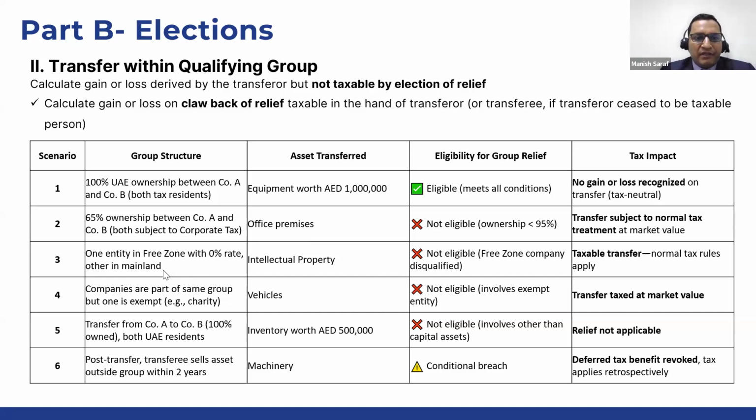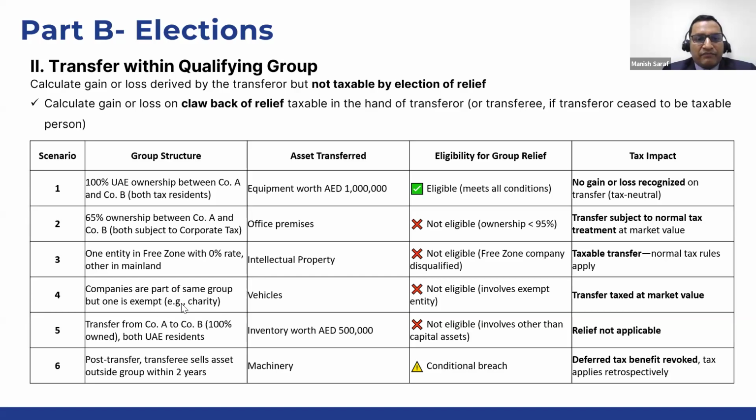In scenario 3, there is a free zone entity. One of the entities, A and B: B is a free zone entity with 0% rate, and A is a mainland entity with 9%. So any asset being transferred among them will not be eligible, because both have to be at the same tax rate. I mean, it has to be mainland 9% rate, because the other entity is 0%. They don't form a qualifying group. So any transfer will be taxable. Normal tax treatment will be considered.